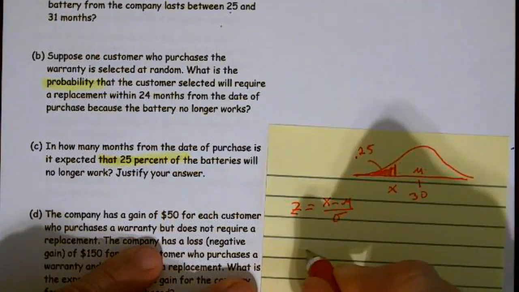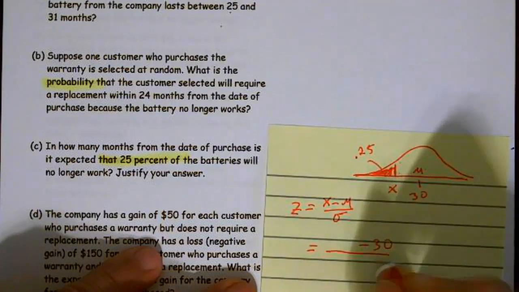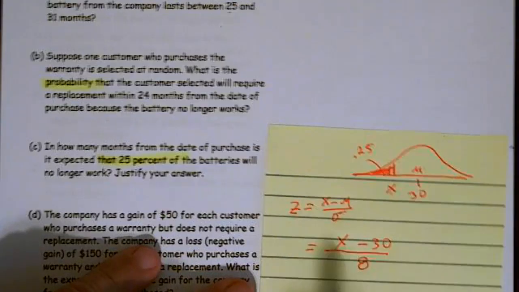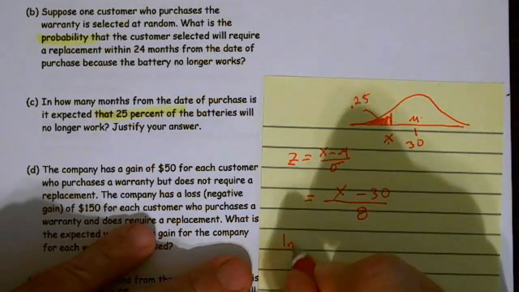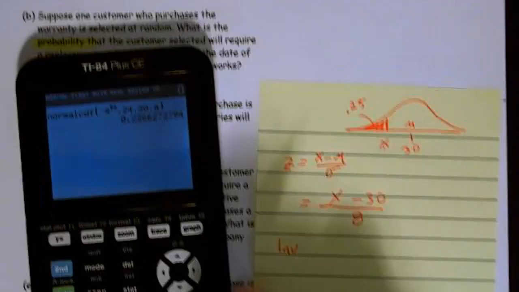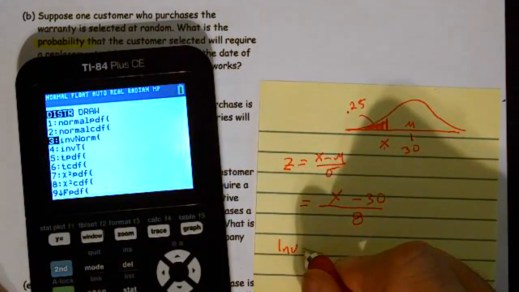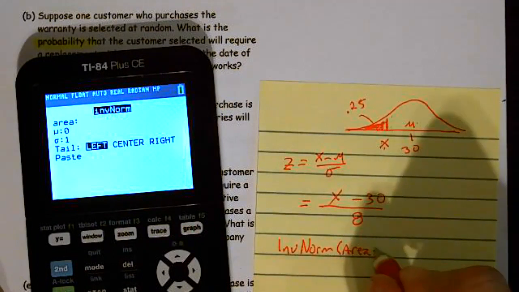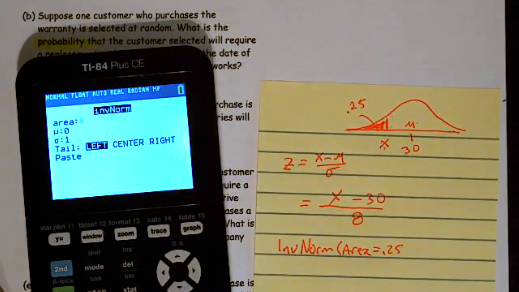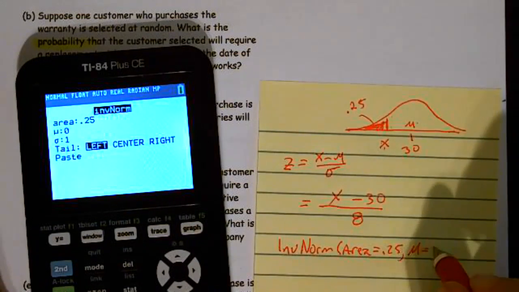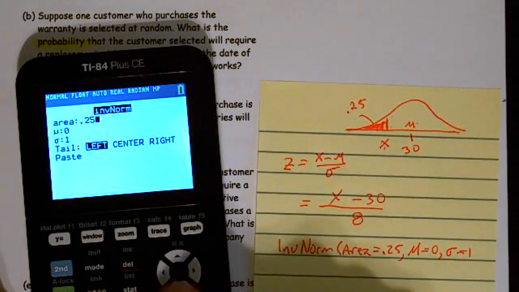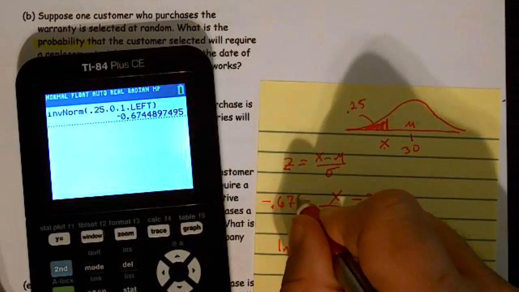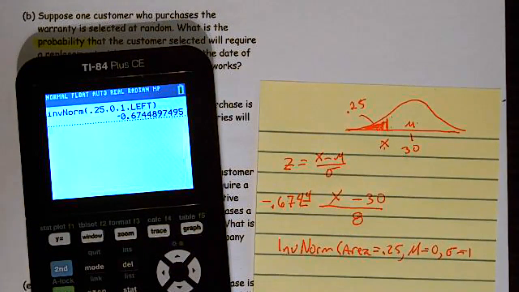So what I have is 30. My standard deviation is 8, and we're looking for x, so we know we don't have that, and I need a z-score here. So how do I get the z-score? Well, I'm going to go inverse norm. Let's go to the calculator. Second VARS, inverse norm, so INV norm. The area, we know the area is 0.25, and we're looking for a z-score, and all z-scores have a mean of 0 and a standard deviation of 1. We end up getting negative 0.6744.